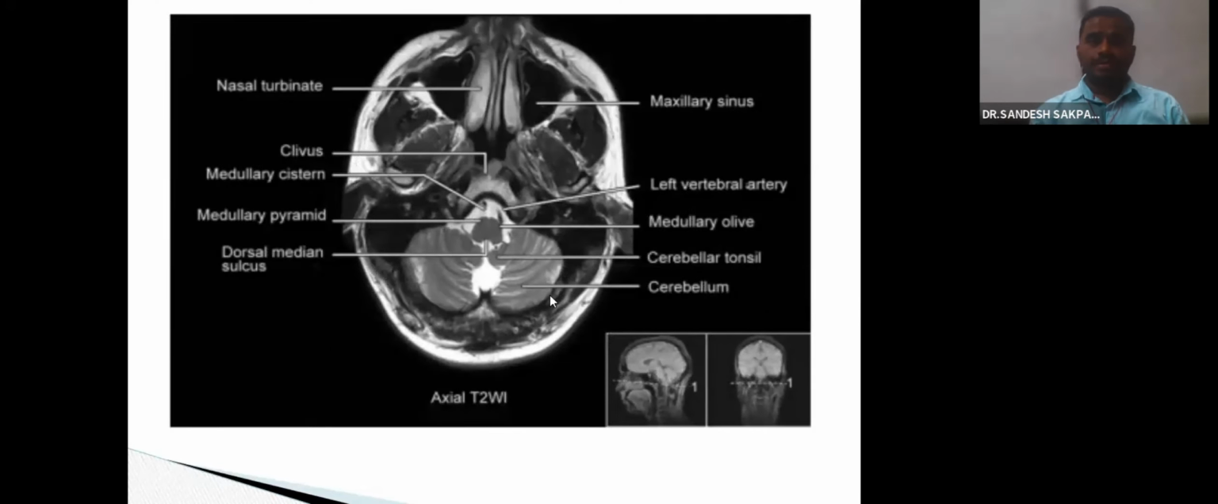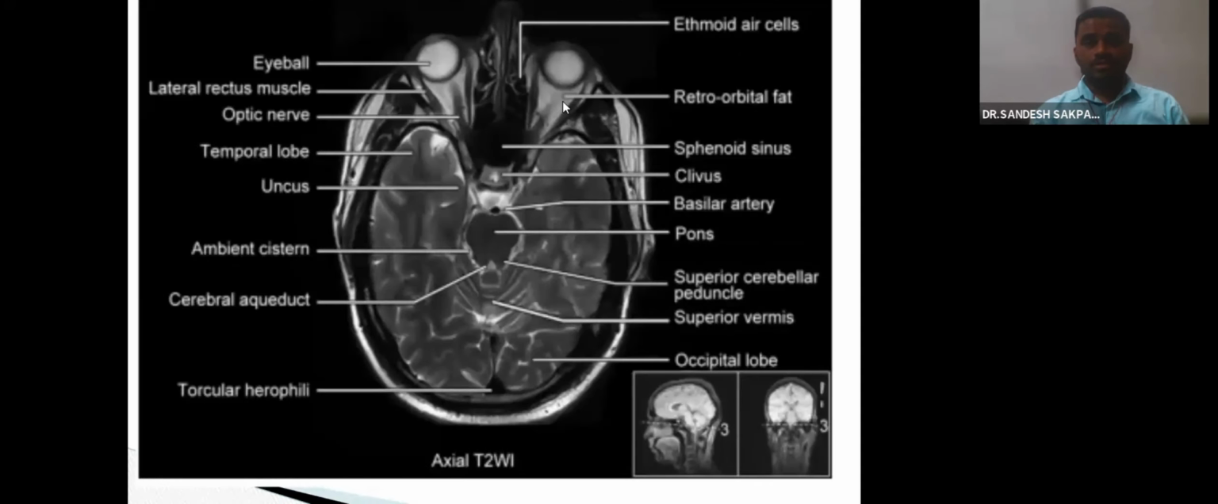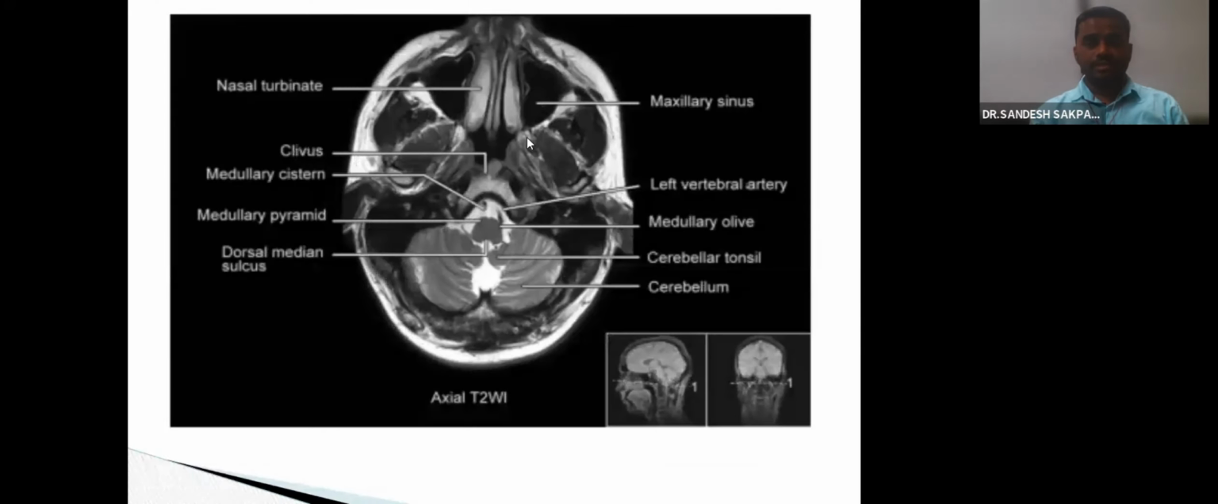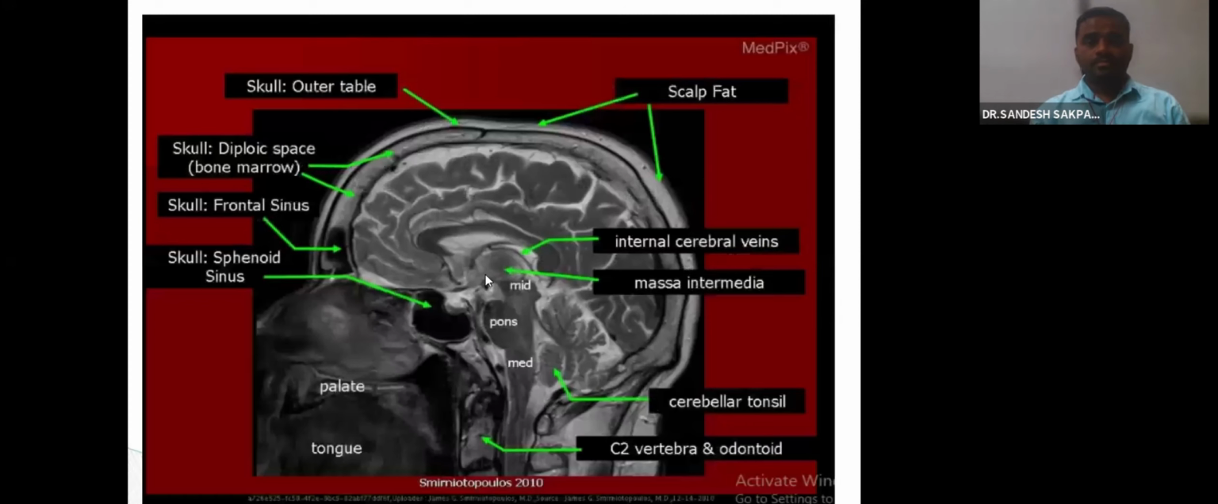When we go down, we can see the nasal septum. The eyeball is not visible right now. So at the nasal septum level, we can see the pons. The vertebral arteries can be seen here, the cerebellum, everything.